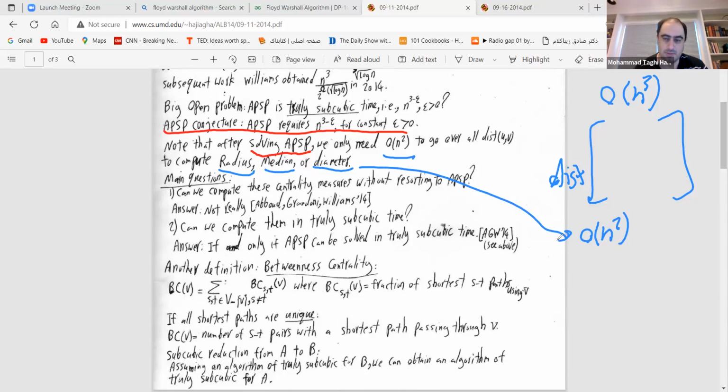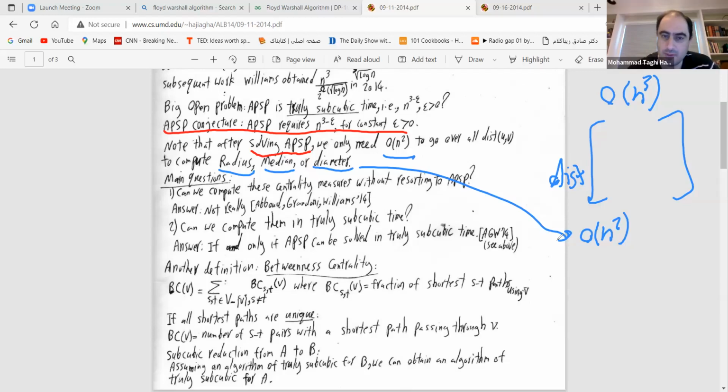So please unmute and answer. For every vertex, you need to know the most distant vertex. So it's O of n, and if we iterate on all of them, it will be n squared.